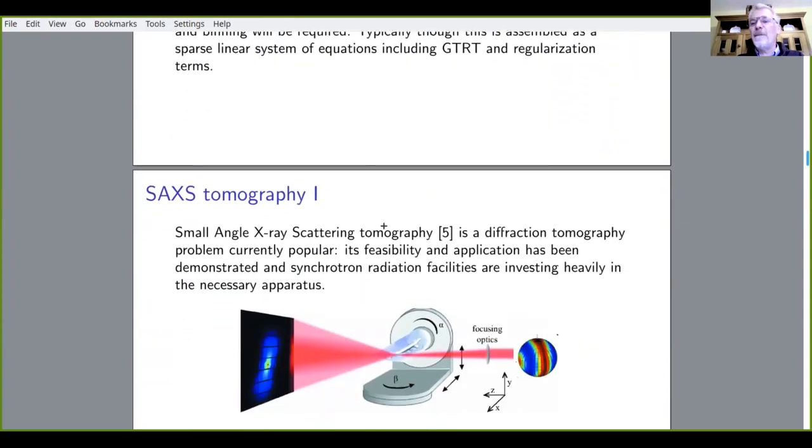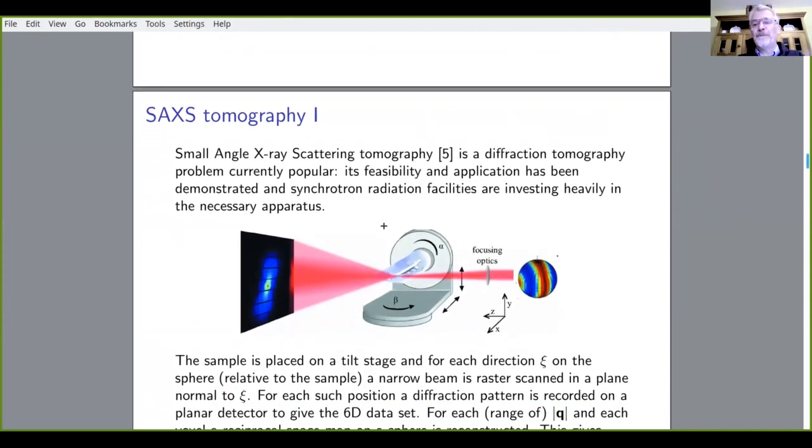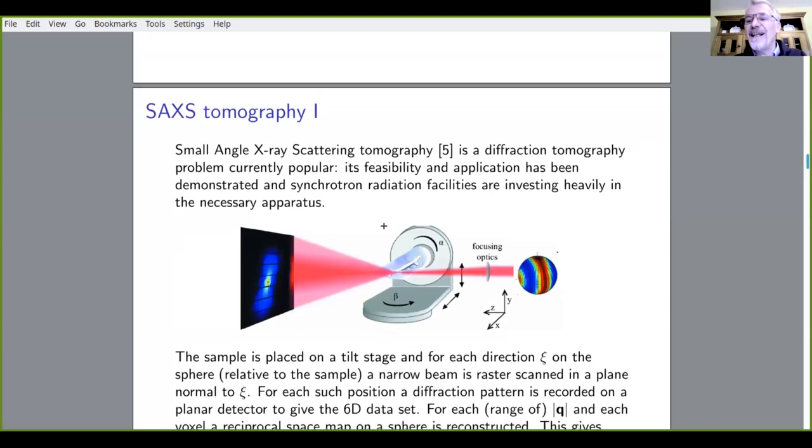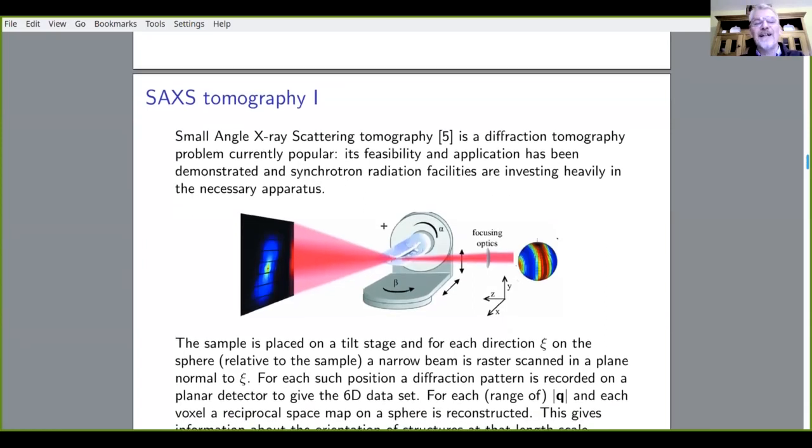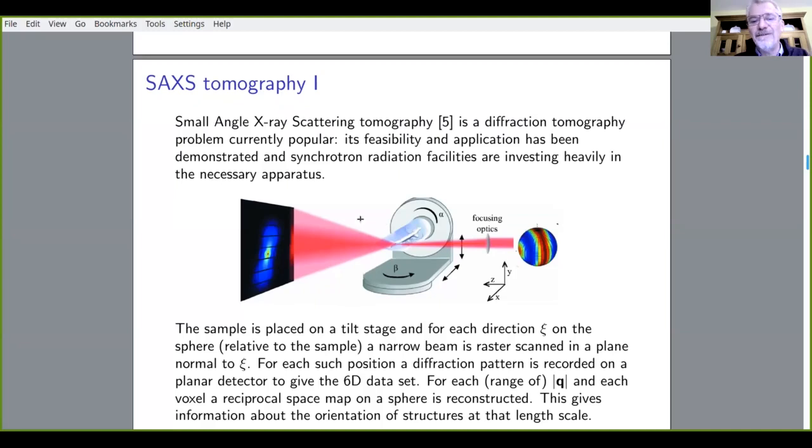Let's look a little bit at SAXS. No, SAXS with an A. Small angle X-ray scattering tomography, as they call it. So I mean, you can do wide angle perhaps.